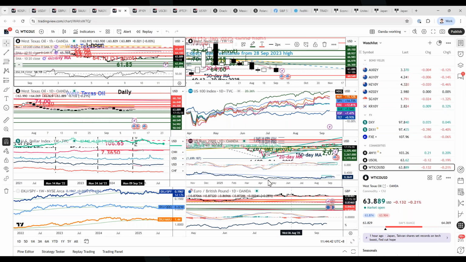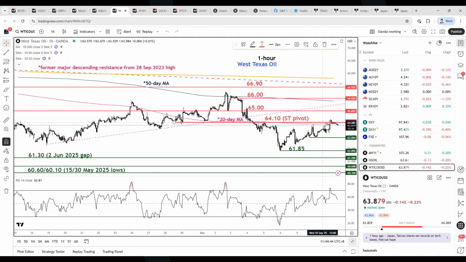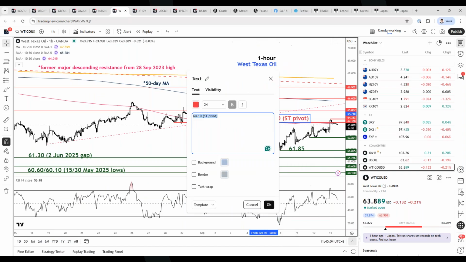So the West Texas crude oil, what you could see over here is that it managed to get rejected off the pivotal resistance previously that I highlighted, 64.10, with a bit of excess. On the intraday high that took shape yesterday at 64.36. So I have a bit of excess here, the 64.10 slash 64.36 level.